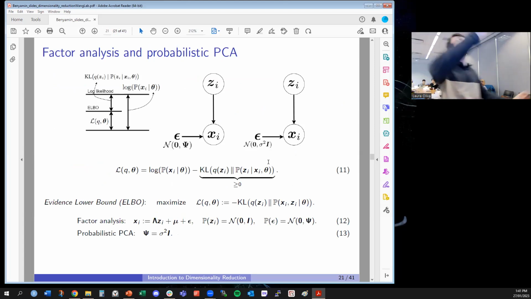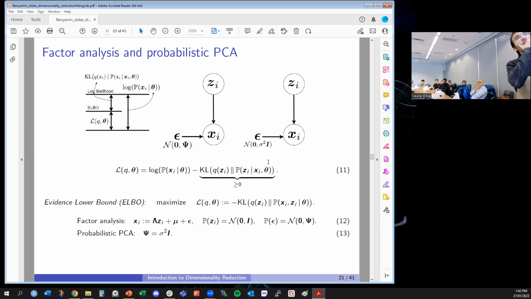Probabilistic methods. We have some likelihood of data, xi, conditioned on some parameters theta, and then I have some latent variable zi. This is the KL divergence between the prior and the latent, and the conditional distribution of the latent conditioned on the data. I want to reduce this KL, or maximize minus KL. And this minus KL is called ELBO, the evidence lower bound. Look at Bishop's book for this.